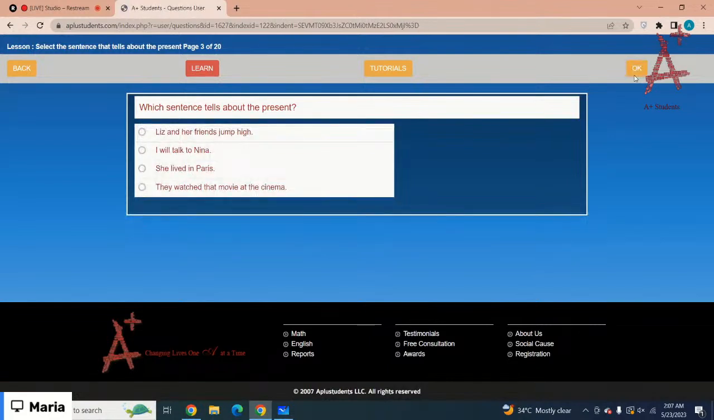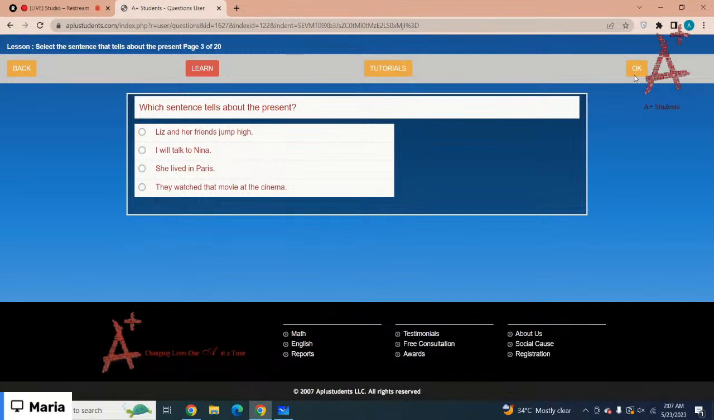Which sentence tells about the present? You have to look for the sentence that is in the present tense. Liz and her friends jump high. I will talk to Nina. She lived in Paris. They watched the movie at the cinema. So, which is the correct option? Option number one is the correct option. Liz and her friends jump high.